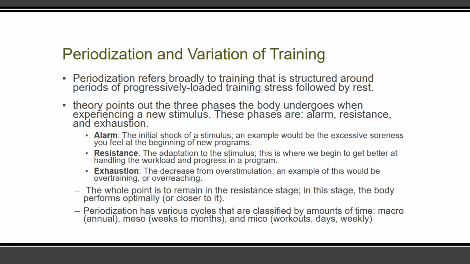When we look at periodization in the traditional sense, there are various cycles within that. We have a macrocycle, which is what we want to look at for the year, a mesocycle, which is weeks to months, and then a microcycle, which is work per workout, per day, or weekly. So if you're doing periodization, you may have an end goal of a year, but you break it all down into smaller compartments, remembering that you want to get through that alarm phase, get to the resistance, and avoid exhaustion.